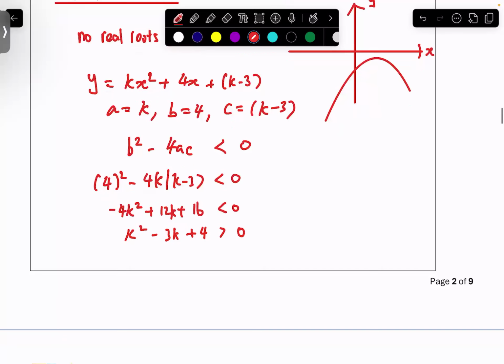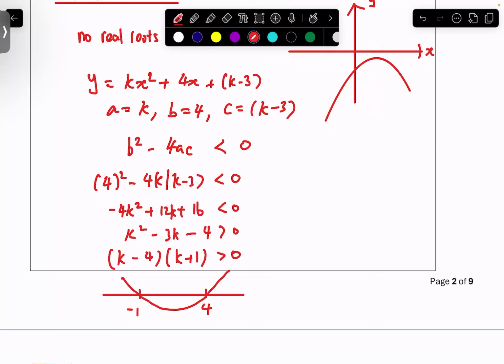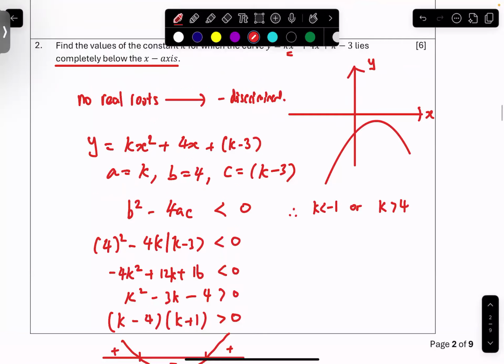So we'll have (k minus 4)(k plus 1) greater than 0. Then we will know that the critical points are negative 1 and 4. This is a smiley face, so it is positive, negative, positive. Since we want greater than 0, k must be either greater than 4 or k must be lesser than negative 1.